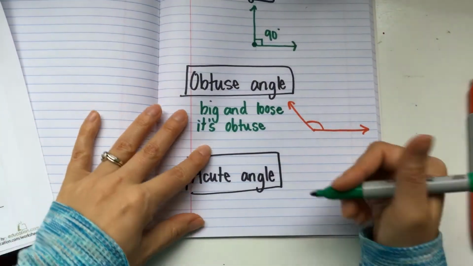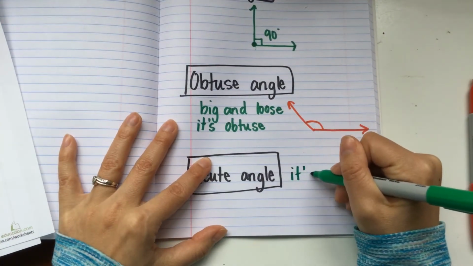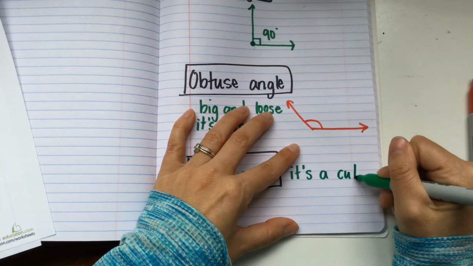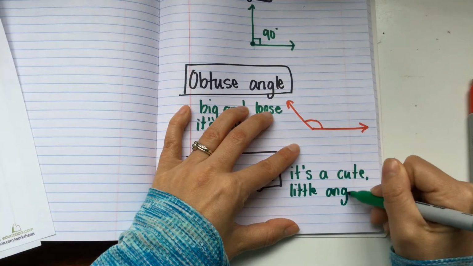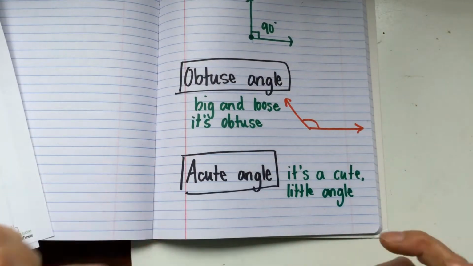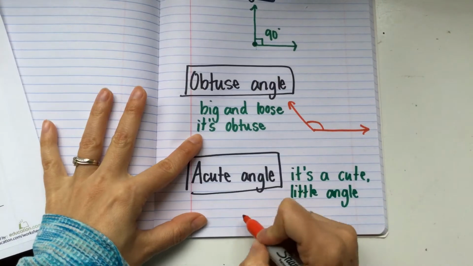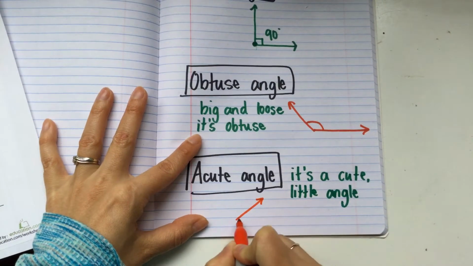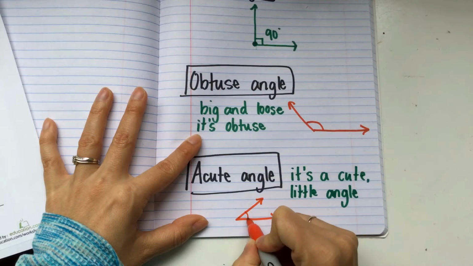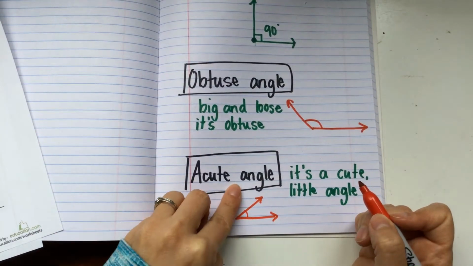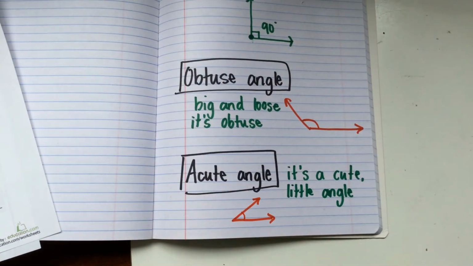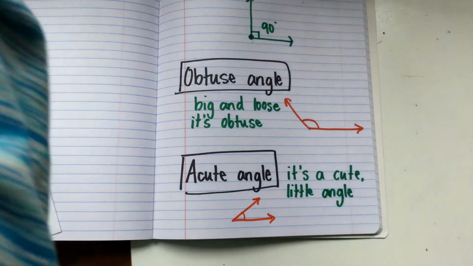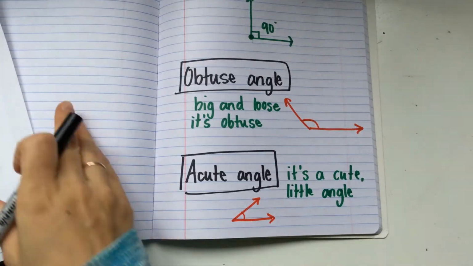Okay, the last one, we say it's a cute little angle. When we have acute angles, they're little. They are not bigger than 90 degrees. They're small. They are not straight up and down. They are smaller than that. They are acute angles. They are little angles. So we're going to go over a couple of these. I'm going to go over them with you. I'll write them for you even.